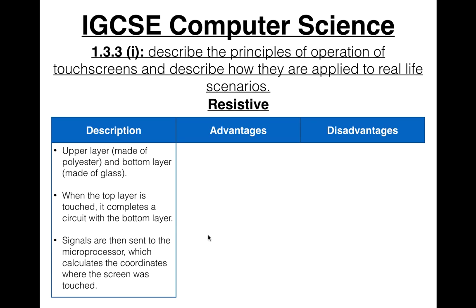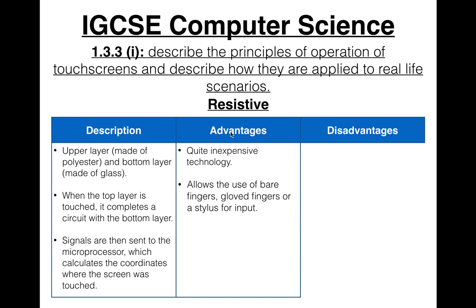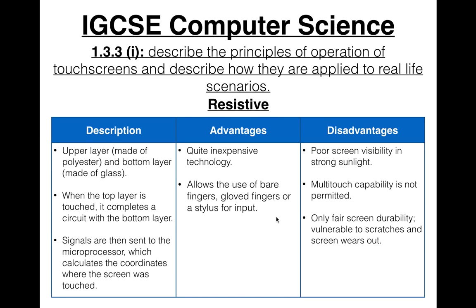Examples of resistive phones are the LG Optimus and the Nokia N900. Again, research those. Advantages of resistive include that it's quite inexpensive and allows the use of bare fingers, gloved fingers, or stylus for input. And of course, there are always disadvantages.